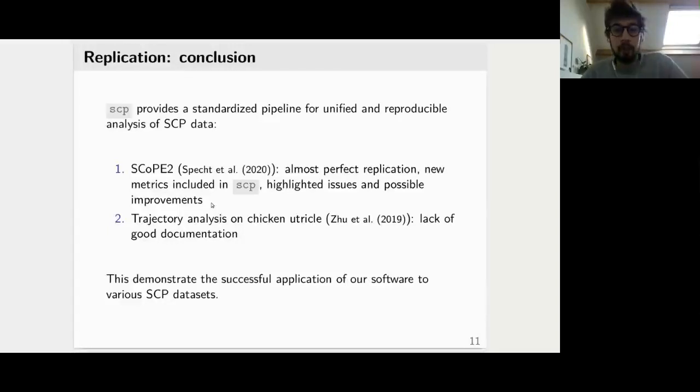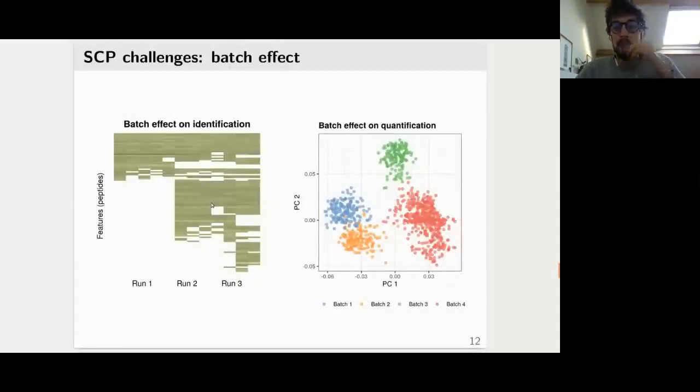We did the same thing on another published dataset, but the lack of good documentation didn't allow us to neatly replicate it, though we could still reproduce the methods. With SCP, well, this is just the beginning of a journey. There are still a lot of challenges.